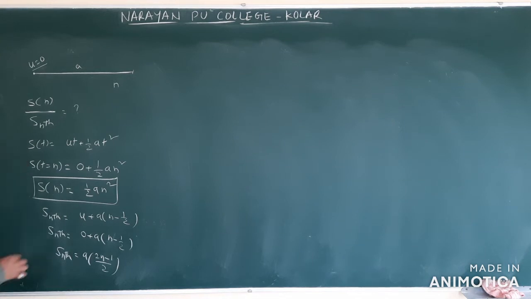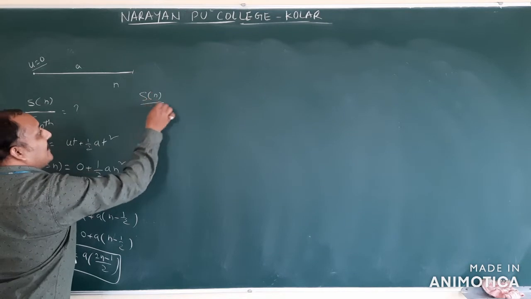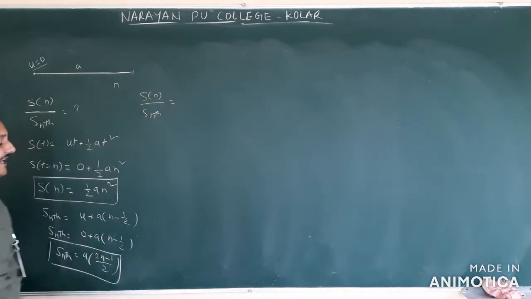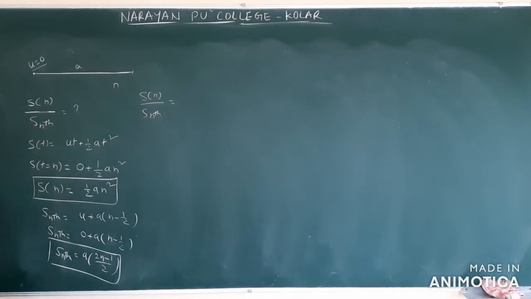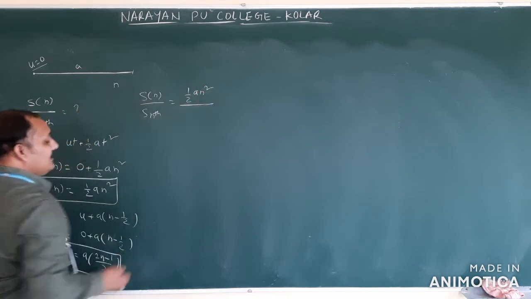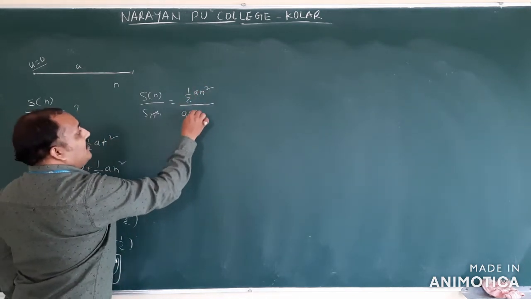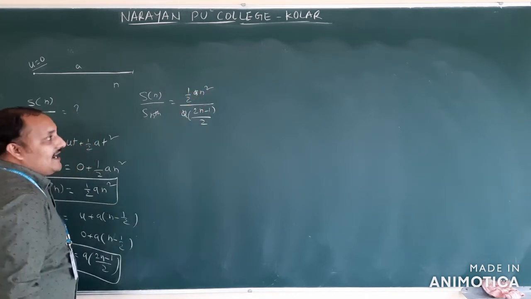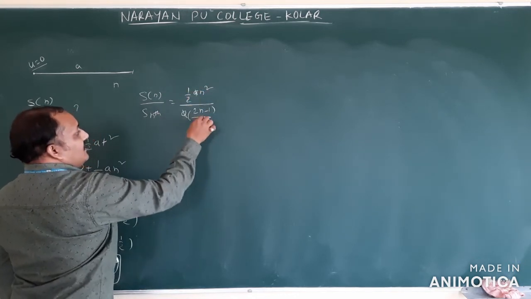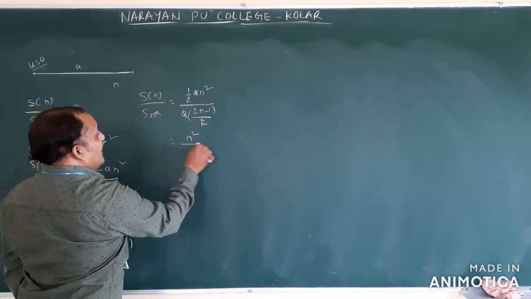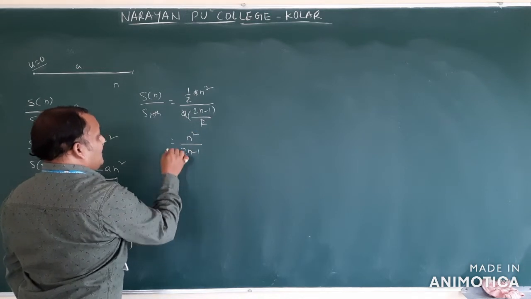They are asking for the ratio between these two. This by this, n by n. Distance in n seconds and distance in the nth second, or displacement we can take. So in the numerator, what will you get? a by 2 of n square, divided by a into (2n minus 1) by 2. This a will be cancelled, and this two will be cancelled, a by 2 in numerator and a by 2 in denominator. Then what we got? n square by (2n minus 1).